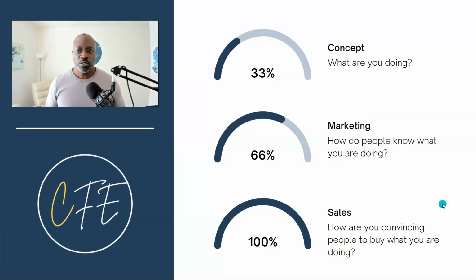So first off, the business model has three parts to it. The first part is the concept. The concept simply states, what are you doing in business? The second part is marketing. Marketing is basically, how are you going to get people to know what you're doing? And the third one is sales. How are you going to convince people to buy what you're doing? So concept, marketing, and sales. These are the three major sections of your business model.